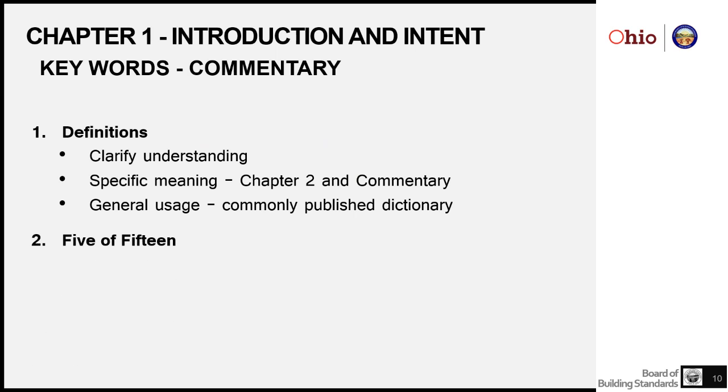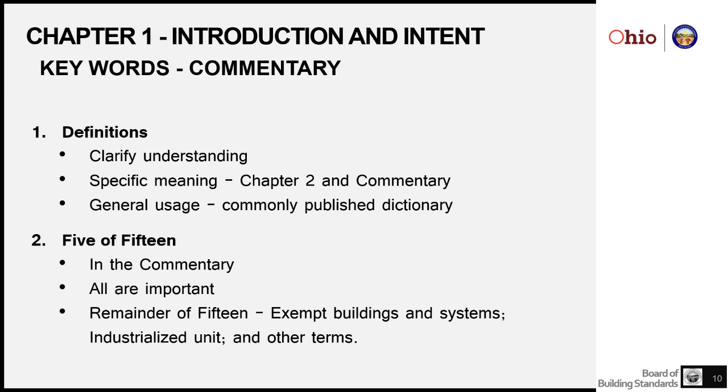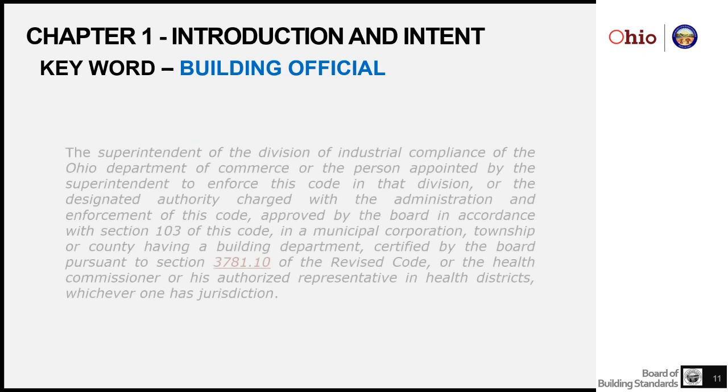As I mentioned before, we're going to be looking at some definitions that were pulled out in the commentary. We're going to look at 5 of those definitions, and actually I'm going to sneak a 6th one in, of the 15 that have been pulled out in the commentary. They are all important, and the ones that I'm not going to talk about actually deal with some exempt buildings and systems, industrialized units, and some other items. Some of those things will be discussed in other sessions throughout Code Academy. So let's get rolling on some definitions.